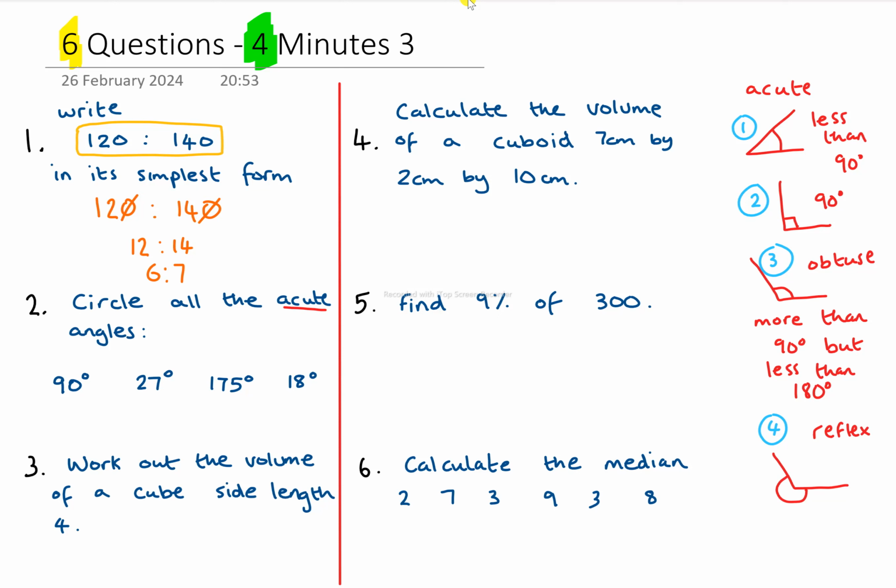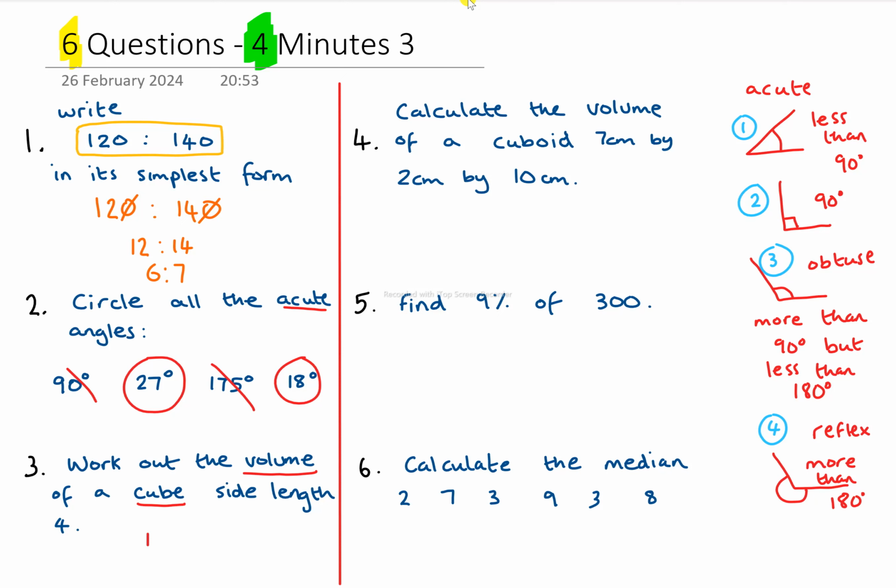What are the properties? It's more than 180 degrees but less than 360 degrees. Okay, so anything that is less than 90, so it's that one and that one. It's not that, that's a right angle and that's a reflex. Right, let's move on. Work out the volume of a cube.